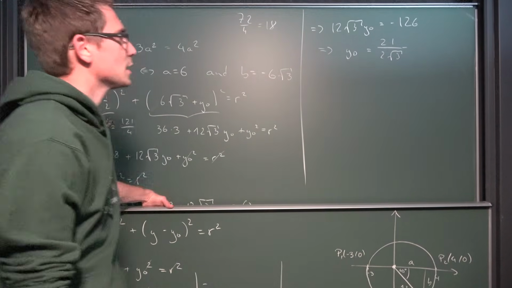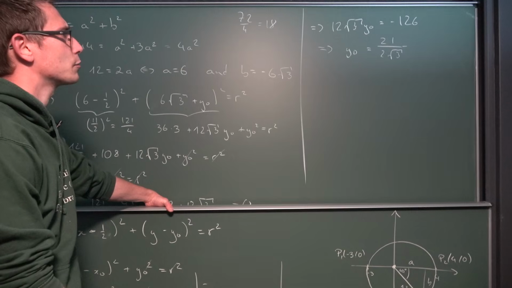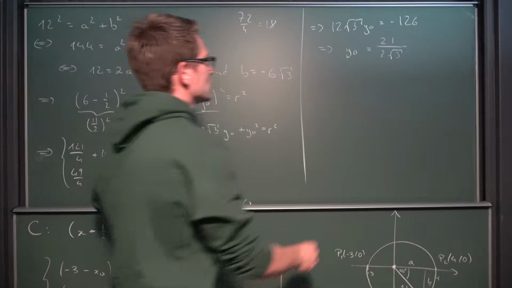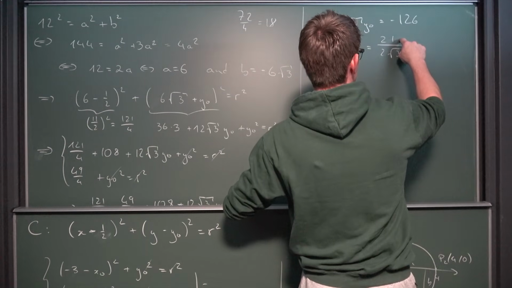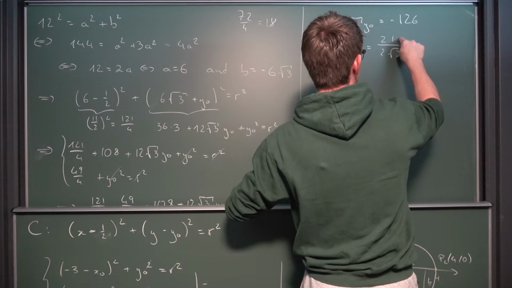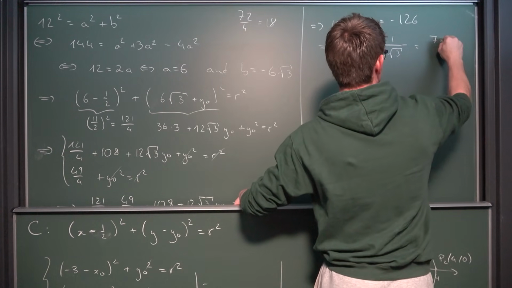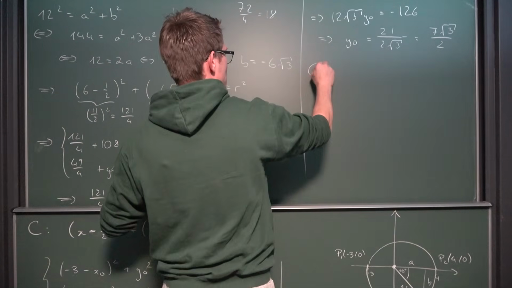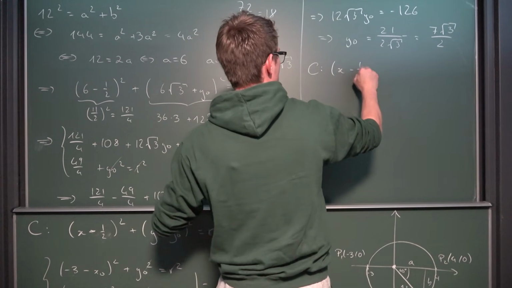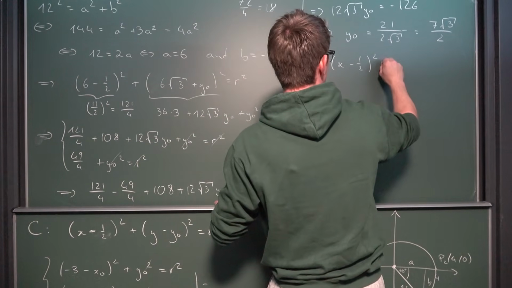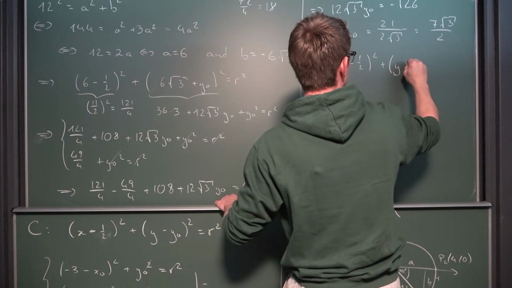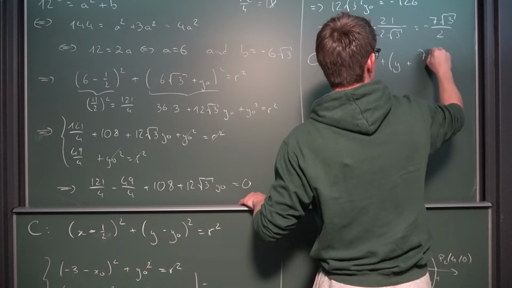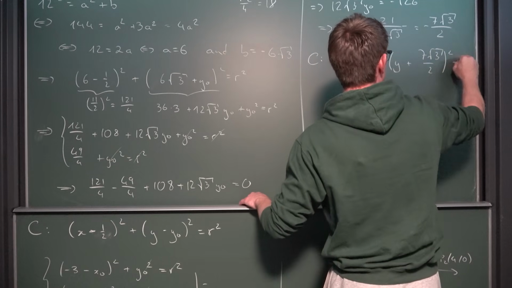You could probably rationalize this to square root of 3 over 3, so that is 7 times square root of 3. This gives us a 3 down here, square root of 3 here. So this is 7 square root of 3 over 2. Okay, so the equation of a circle is now x minus 1/2 squared plus y, that's all negative sign, plus 7 square root of 3 over 2 squared is equal to r squared.